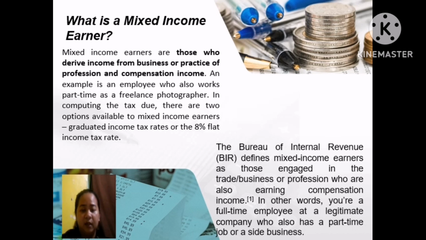While the BIR or the Bureau of Internal Revenue defines mixed income earners as those that engage in trade, businesses or professions who are earning compensation income. So, in other words, they are full-time employees at a legitimate company who also are doing part-times or other jobs or side businesses or as a freelance.